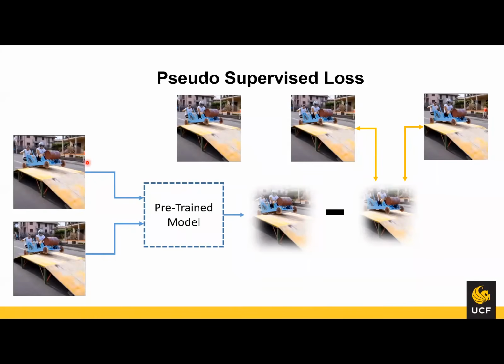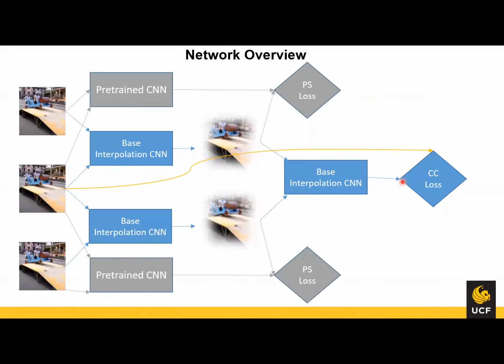So for the pseudo supervised loss, we're taking in the first consecutive set of frames, and we're going to interpolate between these two frames, and find the L1 difference between this interpolated result and the interpolated result of our initial network, the network that we're trying to train. That's the non-pre-trained network. This is done for both the first consecutive set of images and the second consecutive set of images.